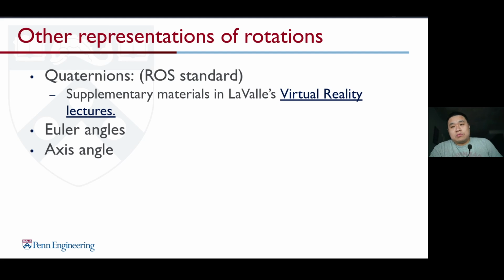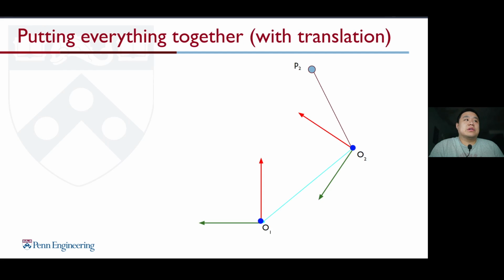So the rotation matrix is one way to represent rotation. In ROS standard, you also have quaternions. For good supplementary material, we recommend Lovell's virtual reality lectures. This will be linked as a separate link in the slides. If you're interested in how quaternions work, that is a very good intro lecture. And we also have other representations like Euler angles and axis angle. We're not going to go into details here.